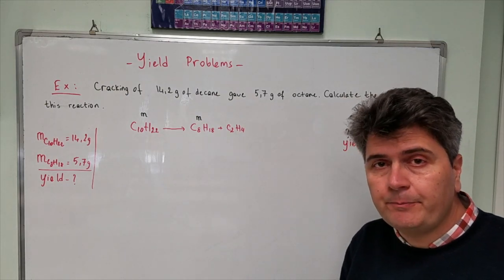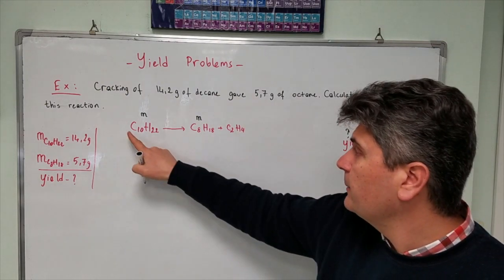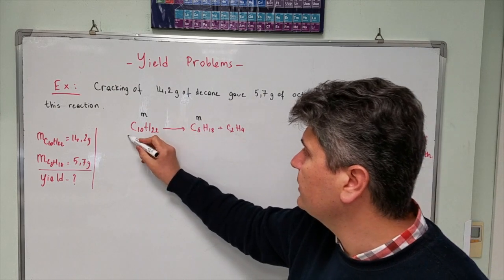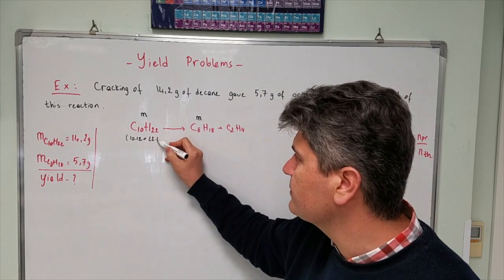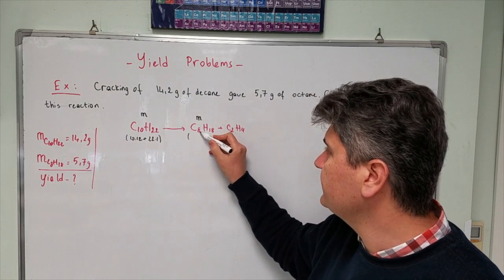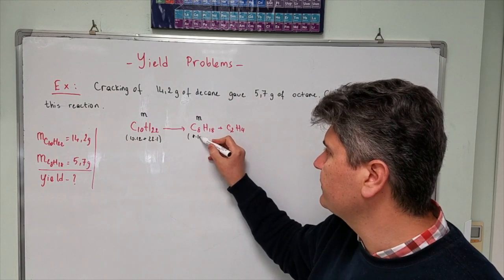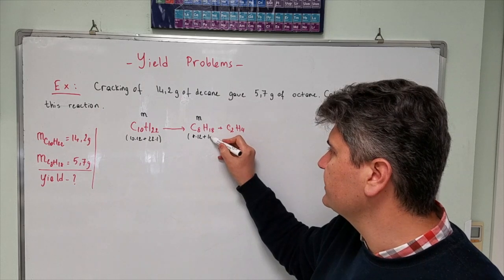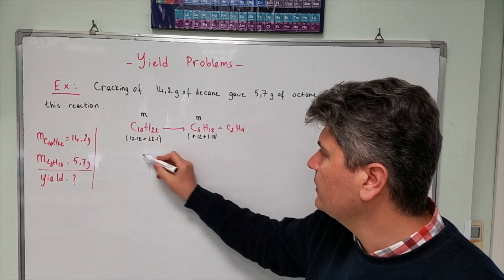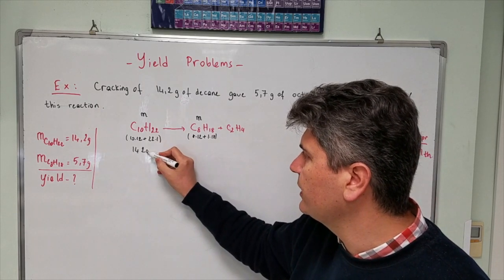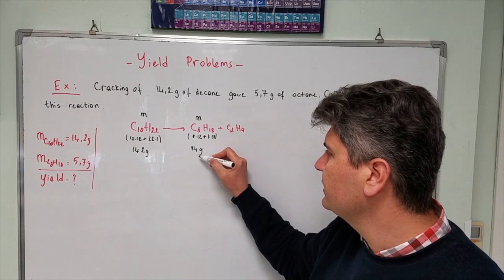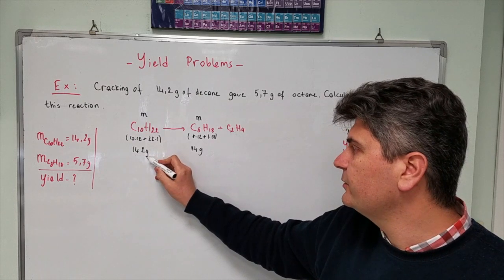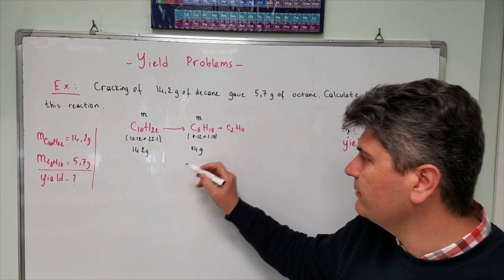Now, I can find it by some proportion. The mole numbers are 1 to 1. So the molar mass of this is 10 times 12 plus 22 times 1. And this one is 8 times molar mass of carbon 12 plus molar mass of hydrogen is 1 times 18. So I can say 142 grams gives 114 grams.